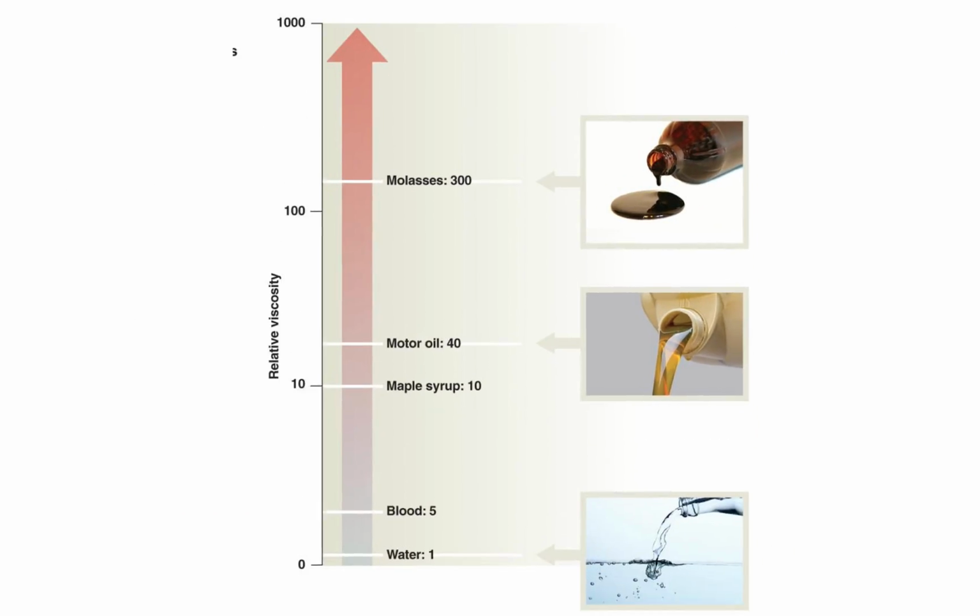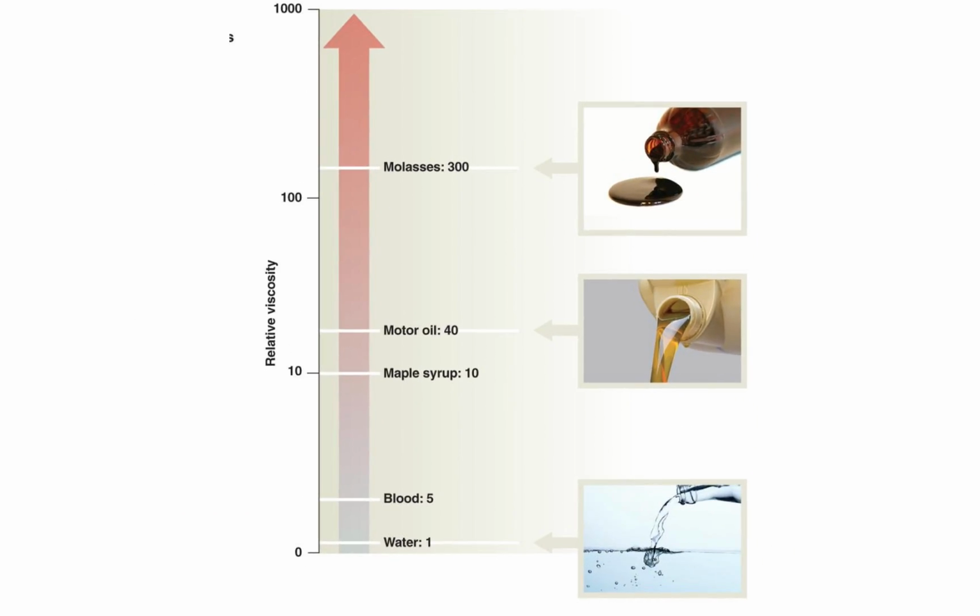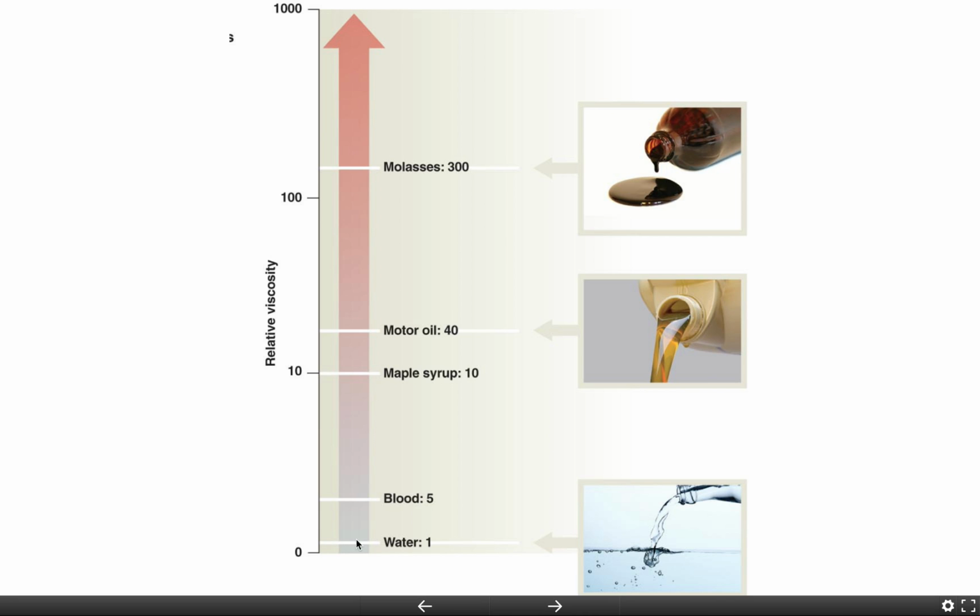And another thing that affects it is the viscosity of blood. Viscosity is like stickiness. So here's the viscosity scale. Water's down here. Blood is up here, about 5 times thicker than water. Maple syrup's about 10 times thicker. Molasses is 300 times thicker. So blood is thicker than water, but not by much, and that leads to some of the resistance.